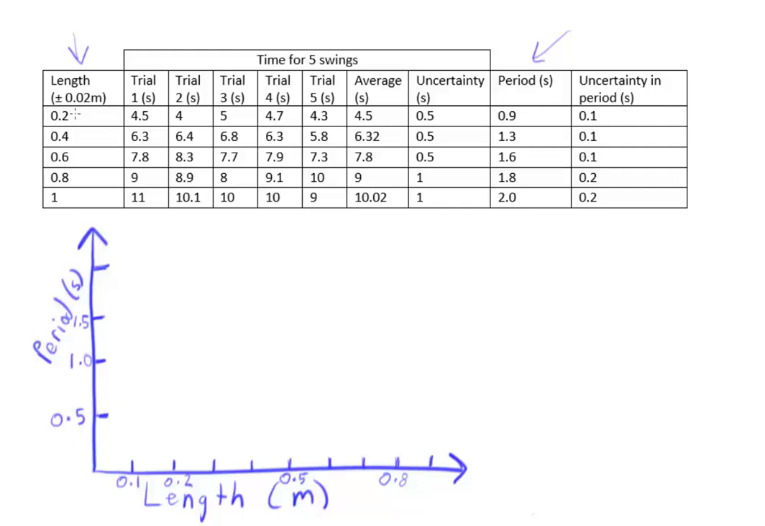If we have a look, the uncertainty in all the lengths is 0.02 meters, and the uncertainty in the period is different for each trial: the first three trials are 0.1 and the final trial is 0.2.